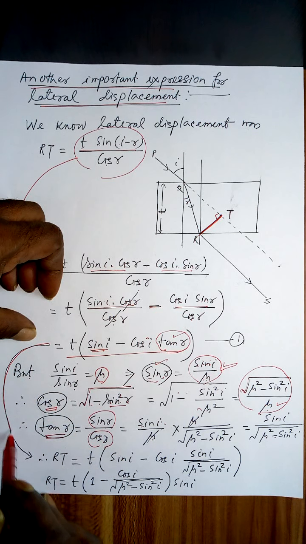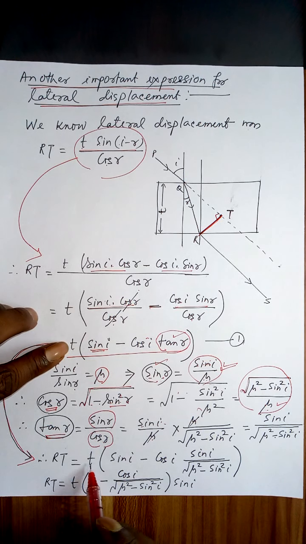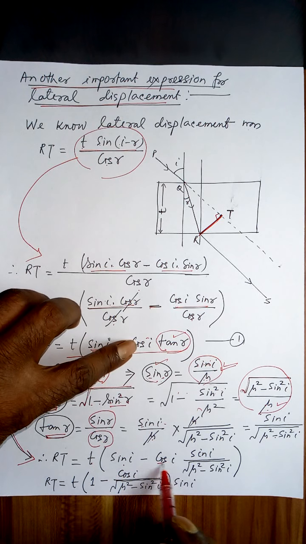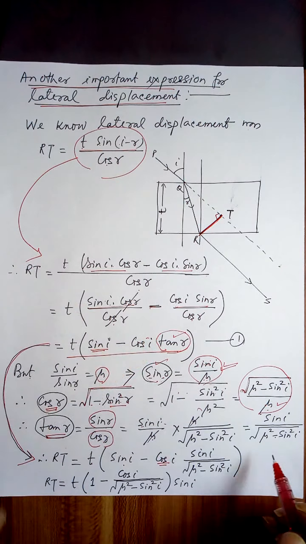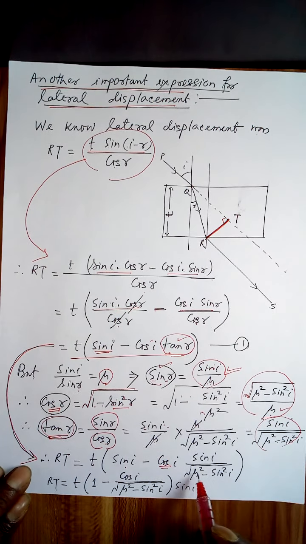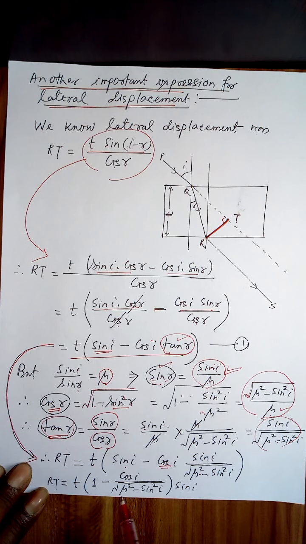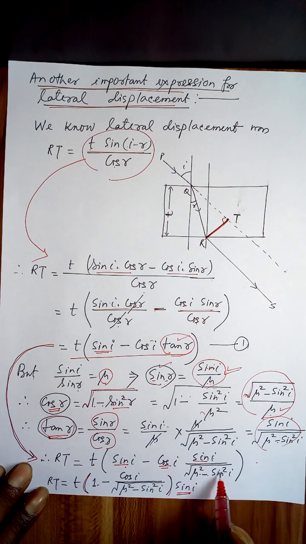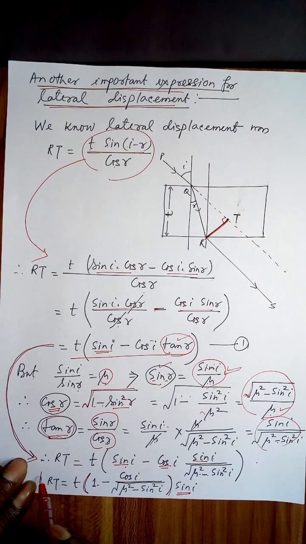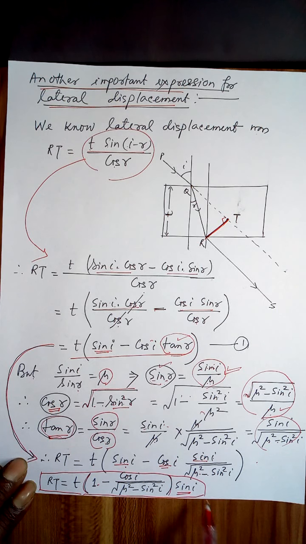Now this expression is simplified as T remains as T, sin I, cos I remains as cos I. For tan R, I write this, sin I over the square root of mu square minus sin square I. Now sin I is common here, so I take sin I common. I have written on the right hand side, so I am left with 1 here. Sin I is taken out, so I am left with cos I over the square root of mu square minus sin square I. So this is another important expression for lateral displacement.